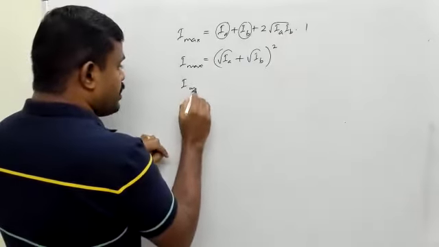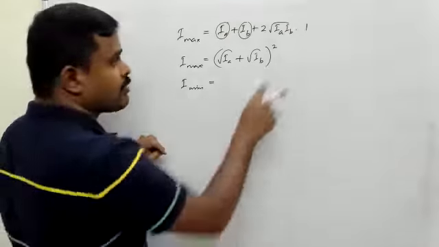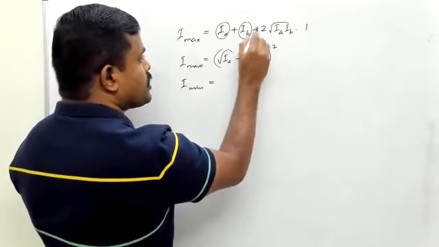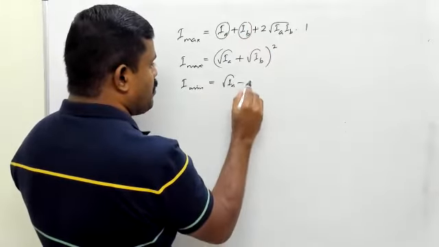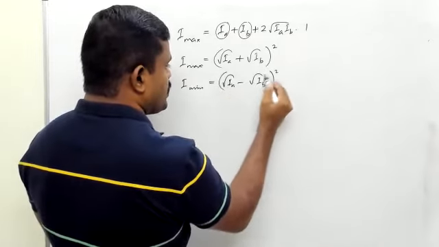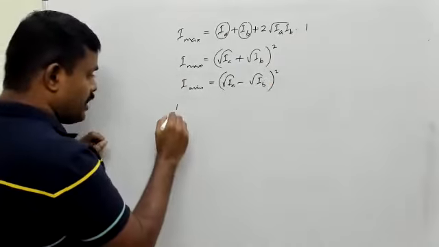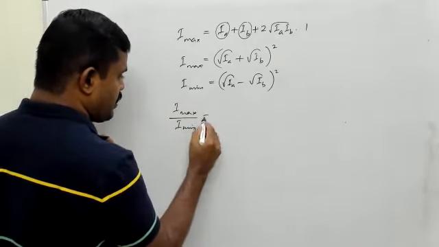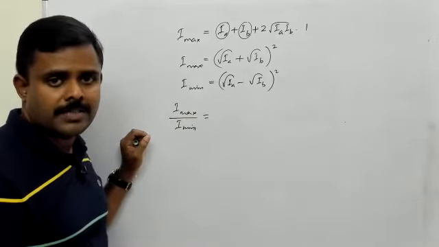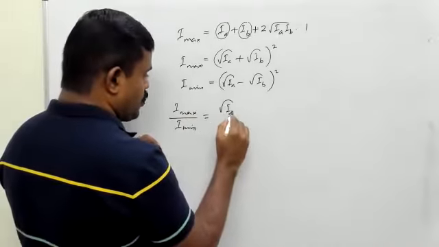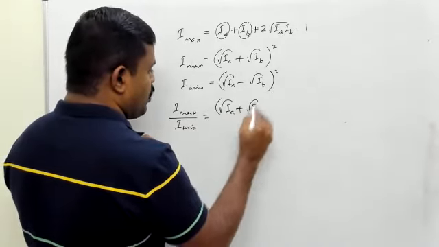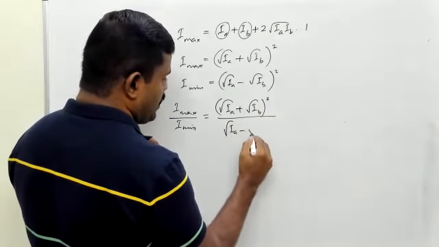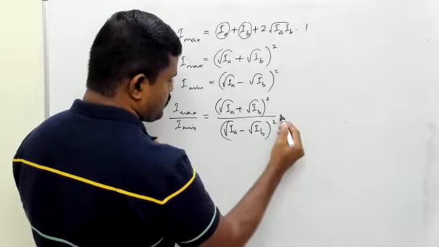Similarly, if I put the value for minimum, cos phi is minus 1 for minimum, so I minimum is root of IA minus root of IB, the whole square. What I need you to learn is the ratio of these two. This is very important for numericals. Even if they skip this in school, you have to learn this. It's very important for competitive examinations as well. I max by I min is root of IA plus root of IB, the whole square, divided by root of IA minus root of IB, the whole square. You need to learn the equation, they'll ask in numericals.